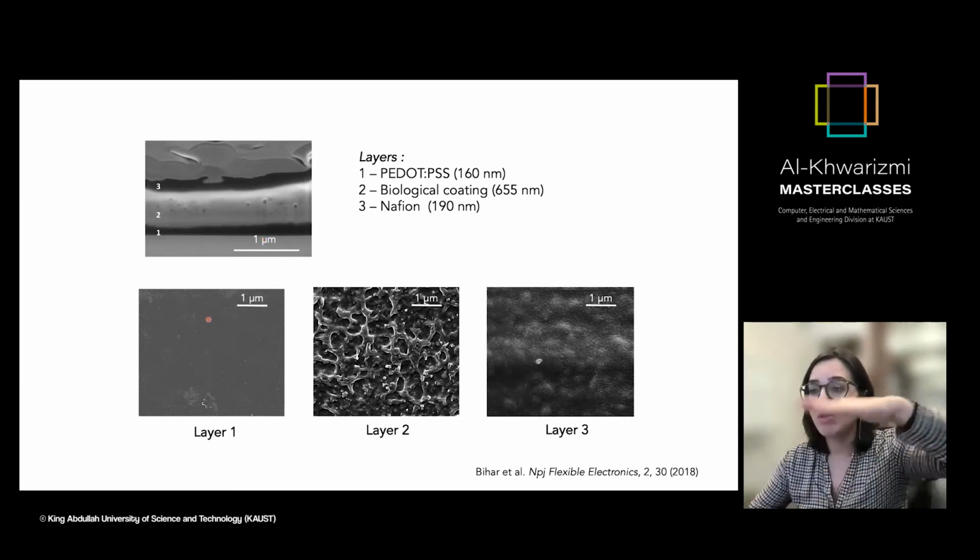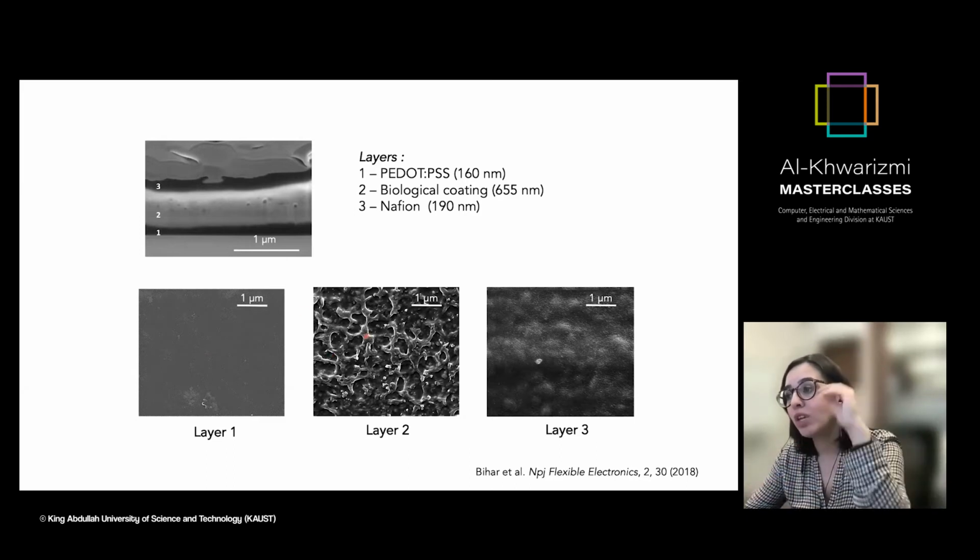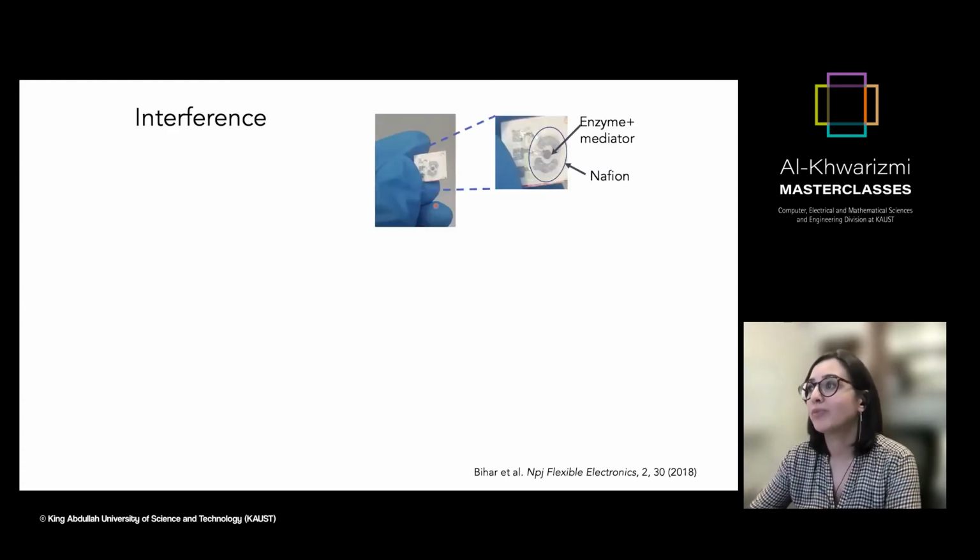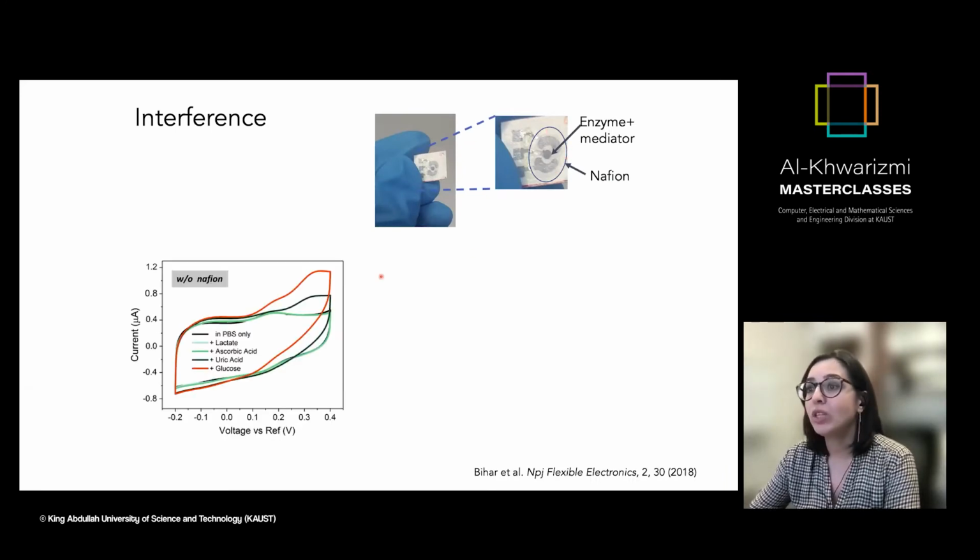Again, the top SEM images. So this is the PEDOT PSS layer. This is after we print the biological enzyme on the surface. And this is after we encapsulate it with this naphthalene layer. And this is how a typical device looks like.